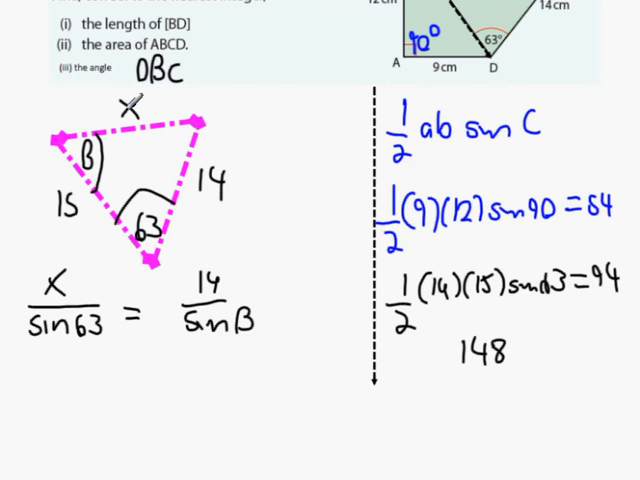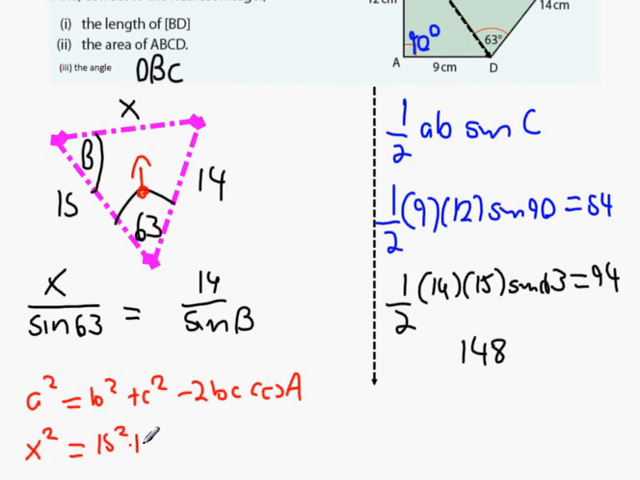So there's no way around this. We have to find out what x is. So to find out what x is, we're going to use the cosine rule. Anybody remember the cosine rule? A squared equals b squared plus c squared minus 2bc cos A. Which one should a squared be? X squared equals 15 squared plus 14 squared minus 2 by 15 by 14, and then what? Cos 63.